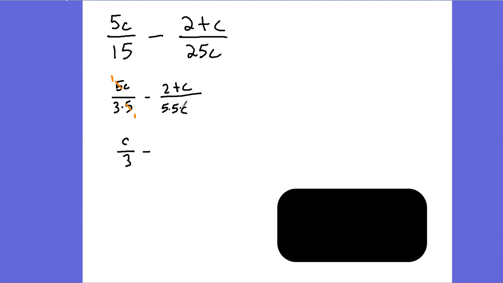And you might be tempted to cancel out these c's, but although this c is a factor, because this is all being multiplied together, this c is a term. I have 2 plus c here, so I cannot cross out or cancel out these c's. That will not work. So we're just going to rewrite this in the exact same way.